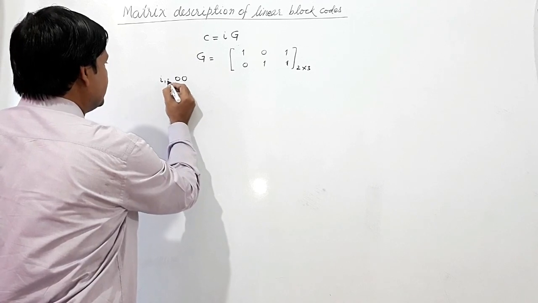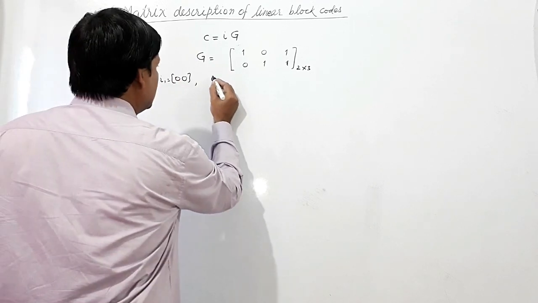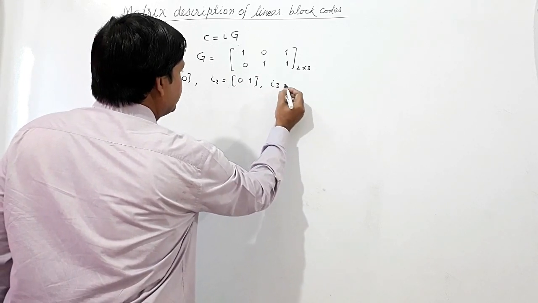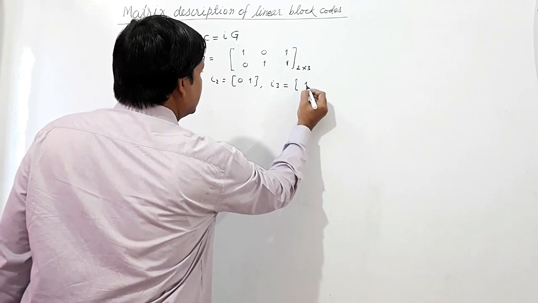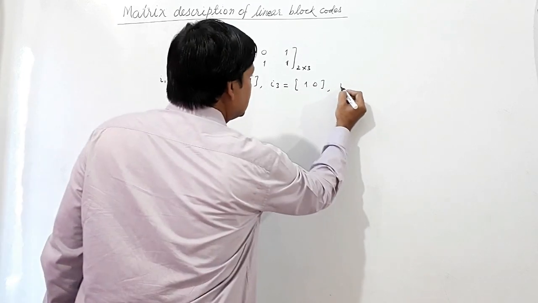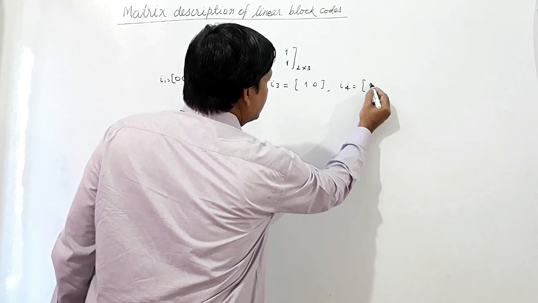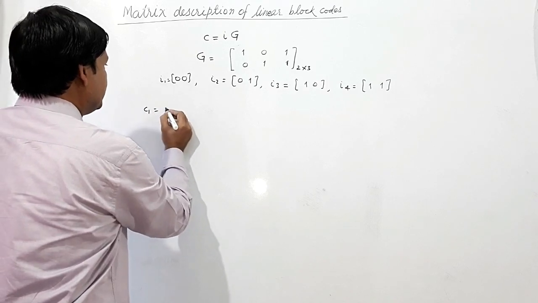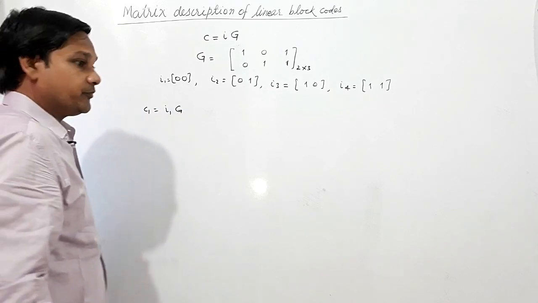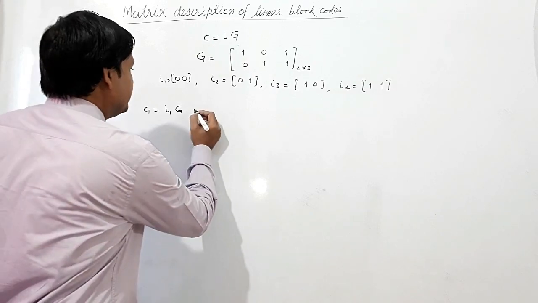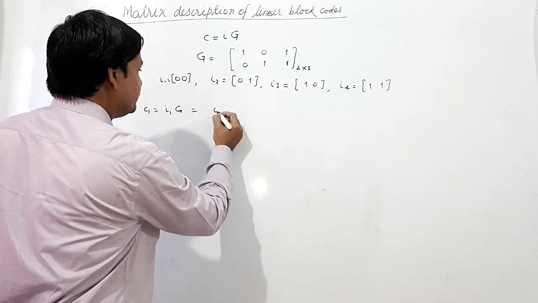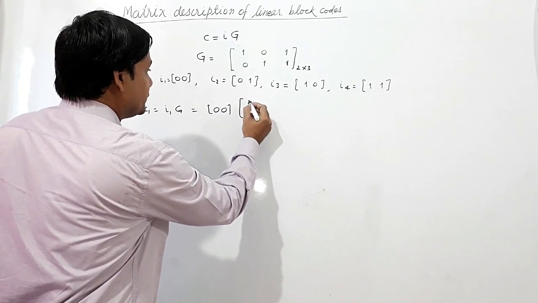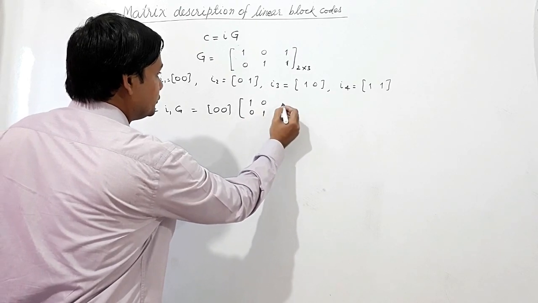If I1 is 0, 0, I2 as 0, 1, I3 as 1, 0, and I4 as 1, 1. Now, C1 will be equal to I1 into G. Here, I1 is given by 0, 0 and G is given by 1, 0, 0, 1, 1, 1.